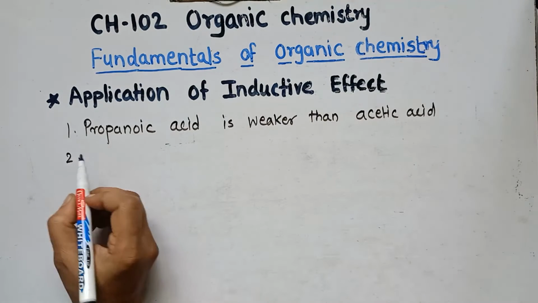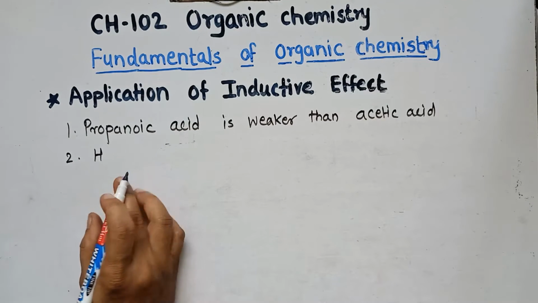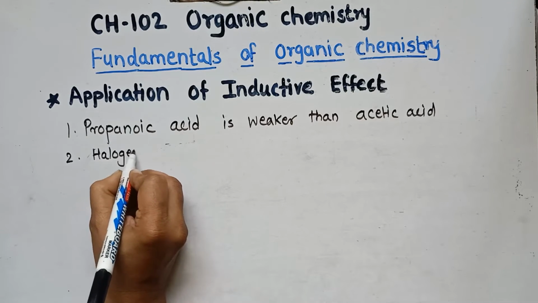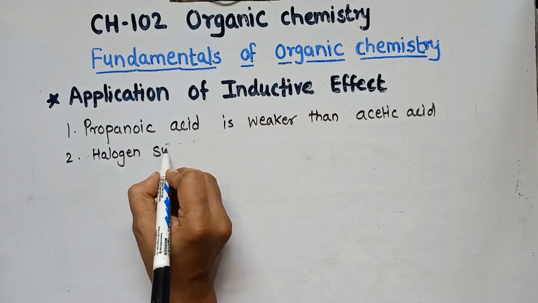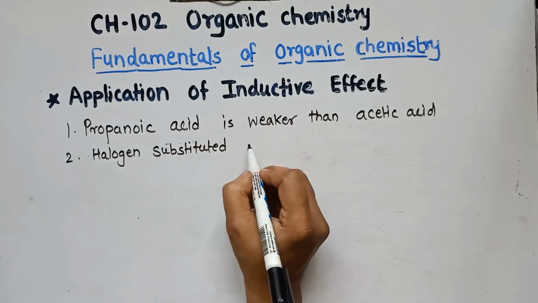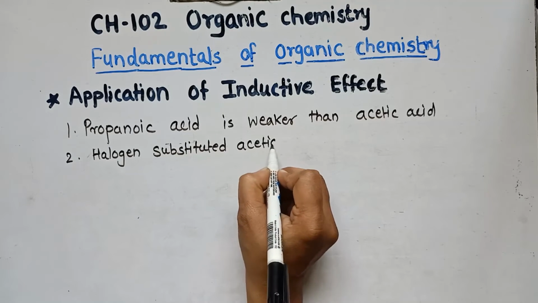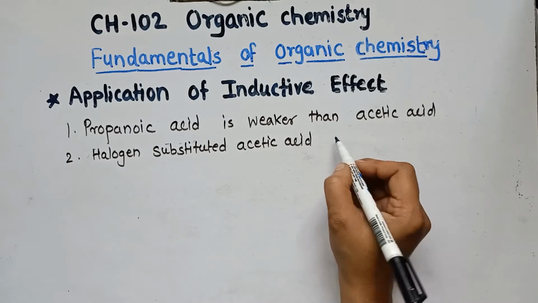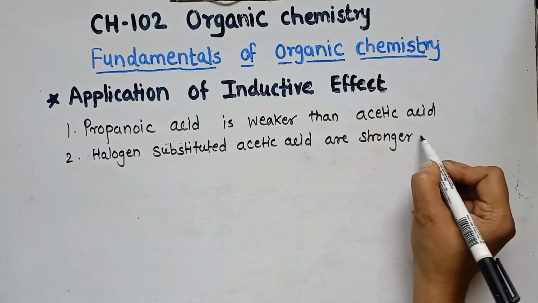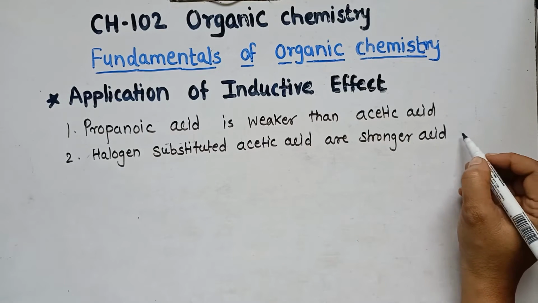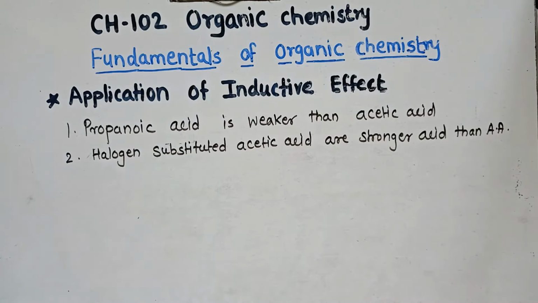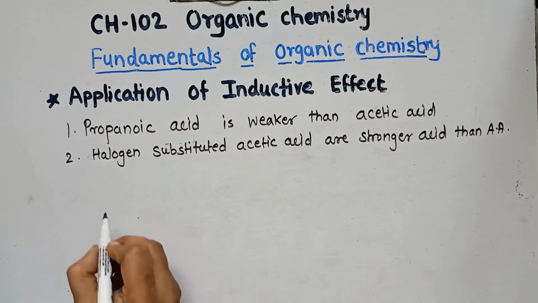Then we see the second application. Halogen substituted acetic acids are stronger acids than acetic acid. This AA indicates acetic acid. So halogen substituted acetic acid.